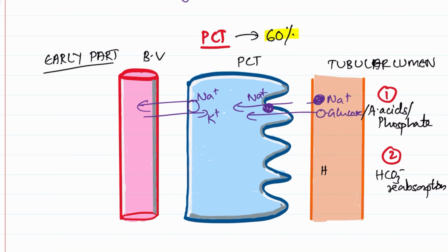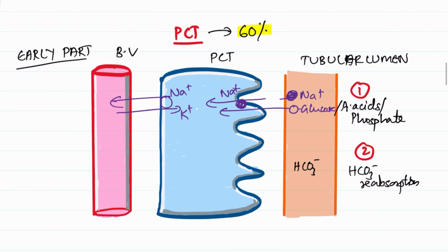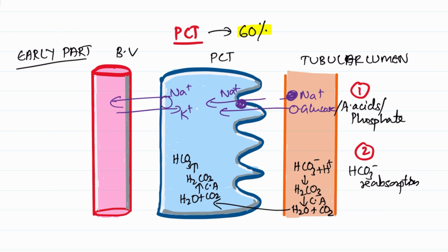Now what happens here is that bicarbonate in the ionized form cannot enter into the tubular cell. So it will combine with H plus and form H2CO3, which, by the action of carbonic anhydrase, gets split into H2O plus CO2. Now this molecule can easily diffuse into the tubular cell. Then it will turn back, in a reversible reaction again catalyzed by carbonic anhydrase, into the bicarbonate form plus H plus.